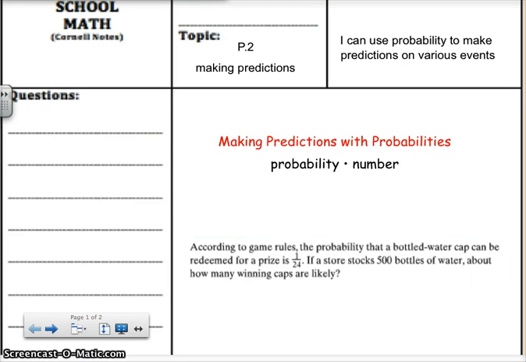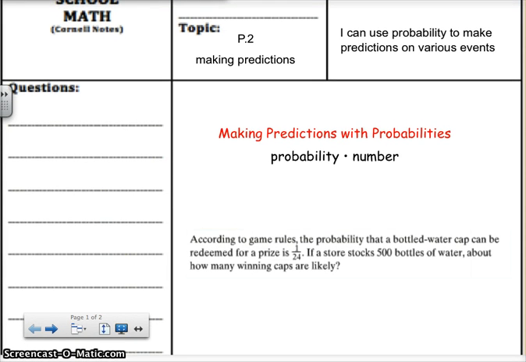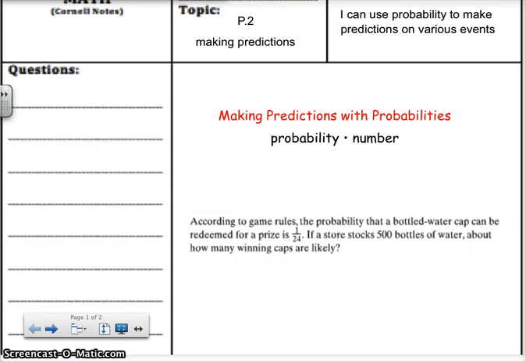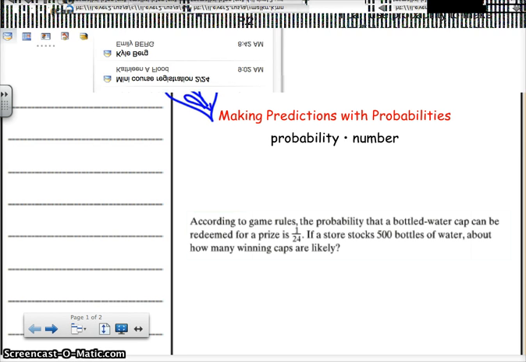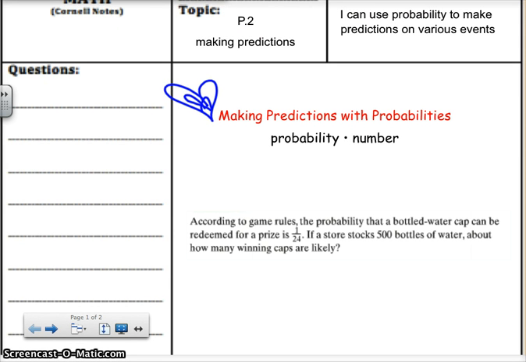Today we are doing the second lesson on probability, and we're going to make predictions. We're going to use probability to make predictions on various events. So to make predictions with probabilities, you take the probability of the event happening and you times it by the number of trials, or the number of times you're going to have something happen, okay? So this is the probability of the event times how many times you did it.